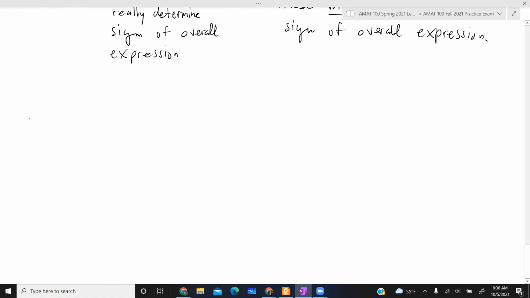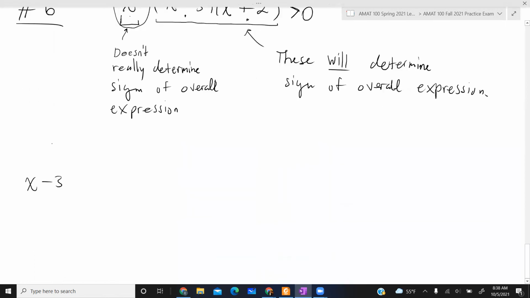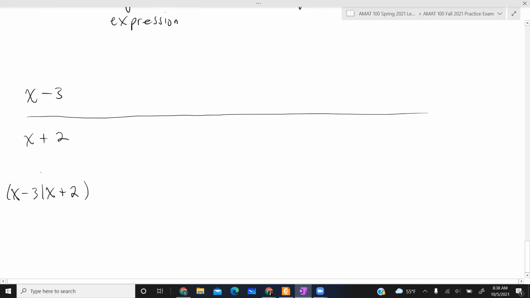So let's do that. We know we don't need to write "sign of." We'll just write the factor, and we know that we're trying to compute the sign. So we have x minus 3, x minus 2, oh no, x plus 2, I think it was. And then the overall sign. So we've got to divide it up like this.